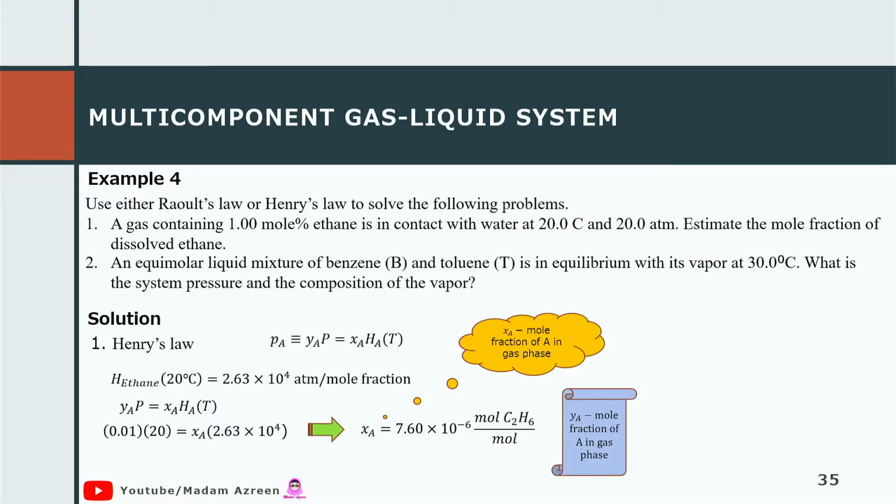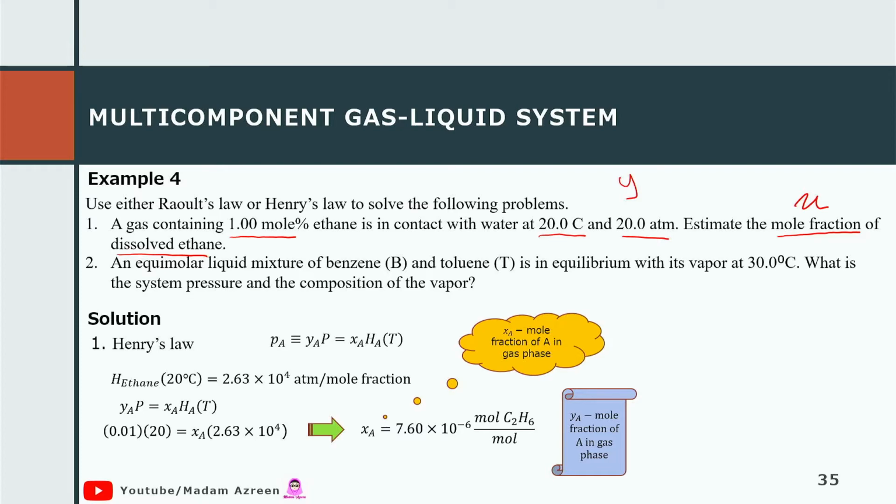Okay, so in this example, you have a gas containing 1 mole percent of ethane in contact with water at this temperature and pressure. You have to estimate the mole fraction of dissolved ethane, meaning the value of X. X is always the mass or mole fraction in the liquid. Y is always the mass fraction or mole fraction for the gas phase or vapor phase.